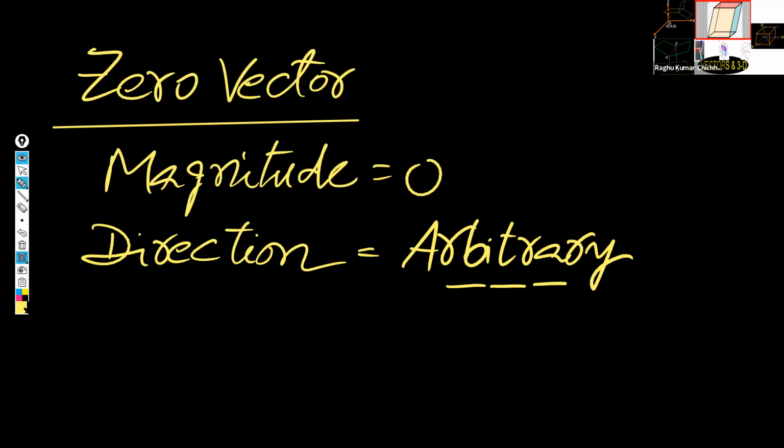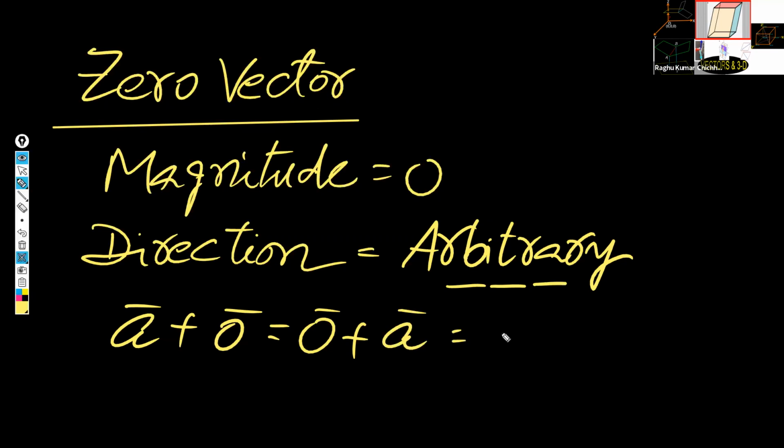For example, if you want to add a zero vector to A bar, it will be comfortably added. Zero bar plus A bar, A bar plus zero bar gives you A bar only. Addition of two vectors is possible only when they are in the same direction, but zero bar can be added to any vector of your choice.